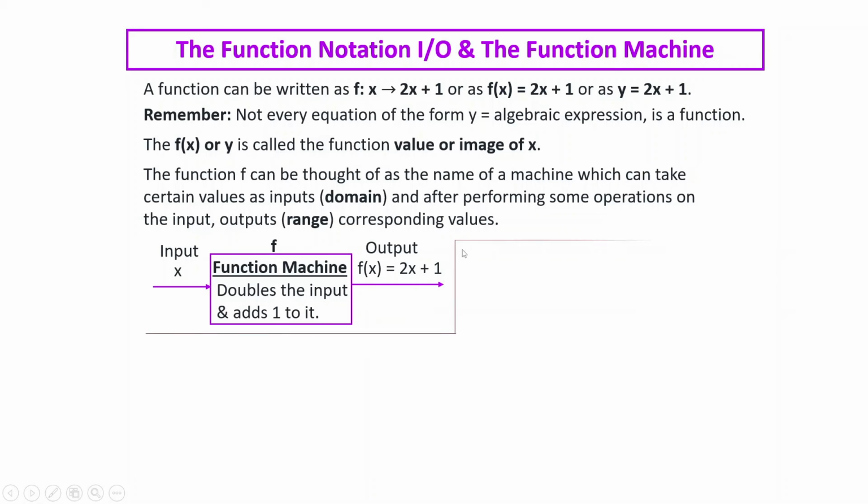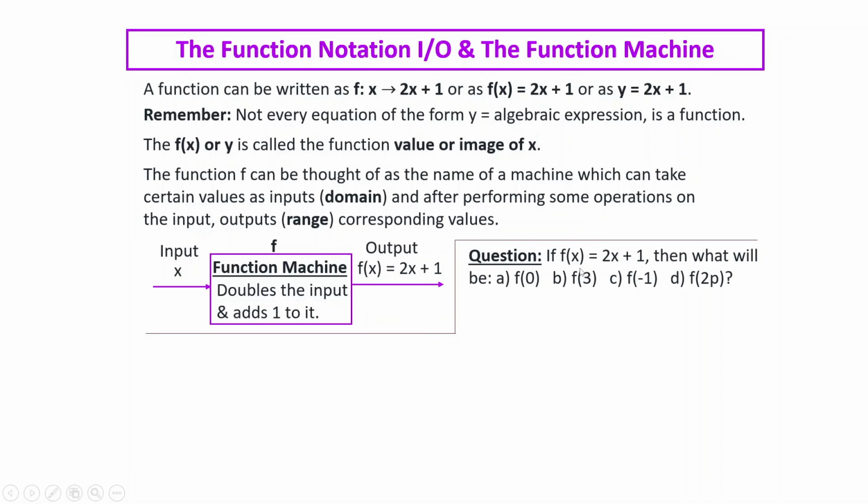Now coming to a few questions. If f of x equal to 2x plus 1, then what will be f of 0, f of 3, f of negative 1 and f of 2p? See, f of 0, whatever is within the parenthesis after the function name, that represents the input to the function machine. When this is x, x is the input. When this is 0, 0 is the input. As I have said, the input can be a variable, it can be a number, it can be an expression. Okay? So they have given, and the function machine is the same. It is f. It is this one.